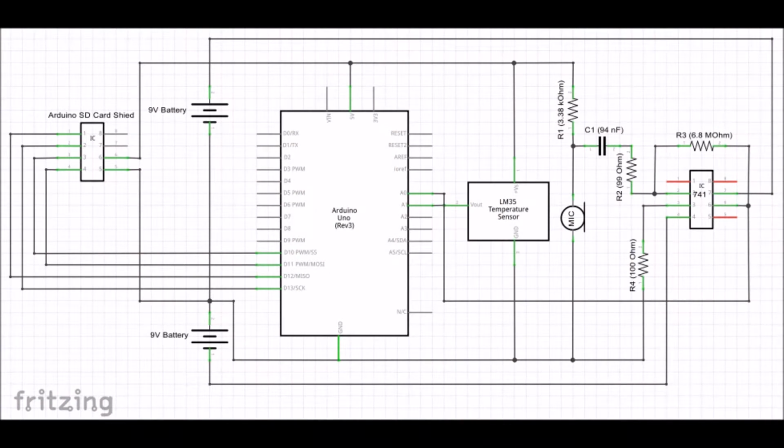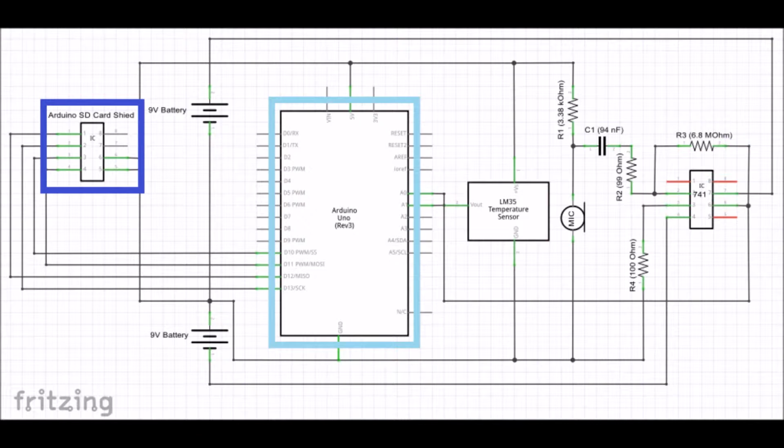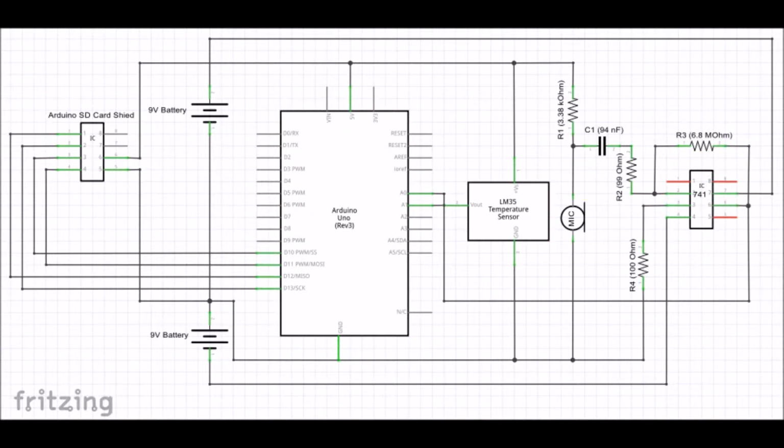So here's the schematic for my project. We have an Arduino, the SD card shield, our microphone, and the 741 op amp. Now, although this LM thermometer is still technically part of the circuit, he doesn't really serve a purpose in this project anymore. Sorry, bud. These two batteries here are only used to give the positive and negative 9 volts to the op amp. The Arduino itself is powered via the wall.